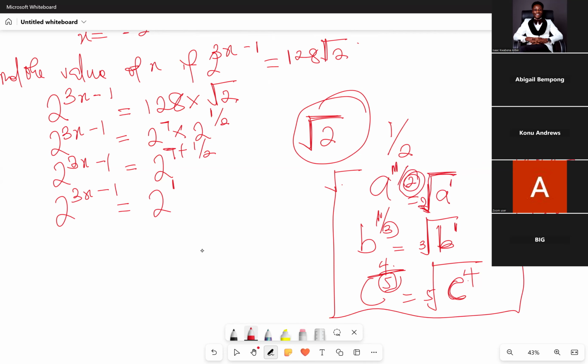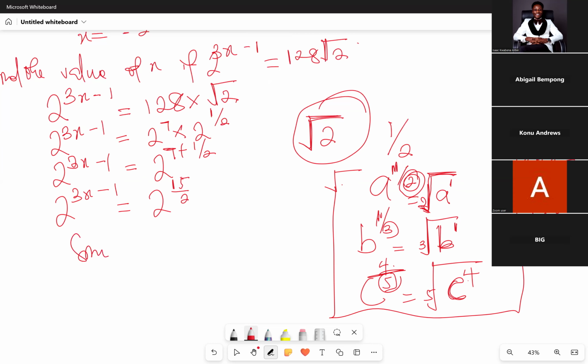So it's a rule we learned in indices. Knowing having root 2, I can rewrite it as 2 exponent what? Half. Do you get it? Yes, sir. Okay. Now 2 exponent 7 plus 1 over 2. 7 plus 1 over 2 is what? Is it 15 over 2? 15 over 2. All right.